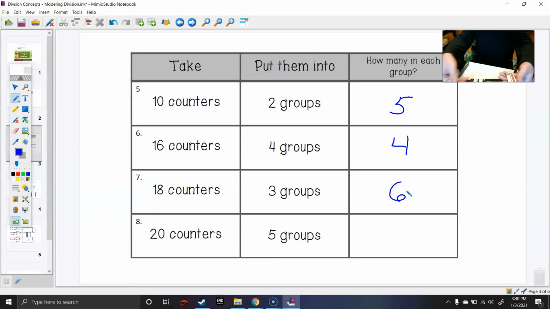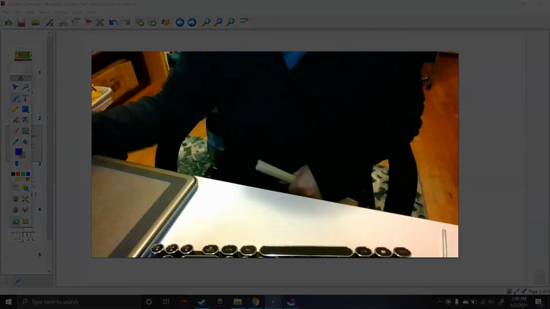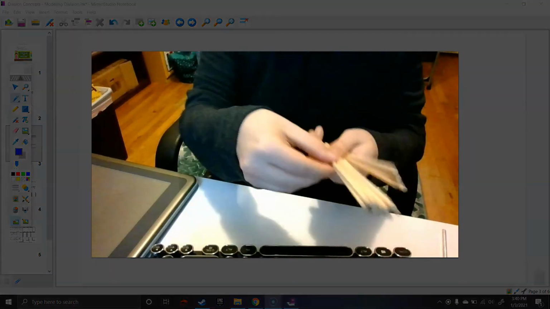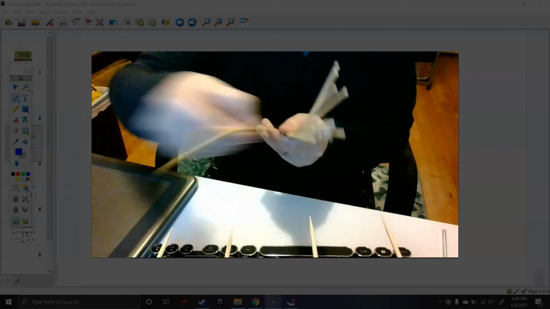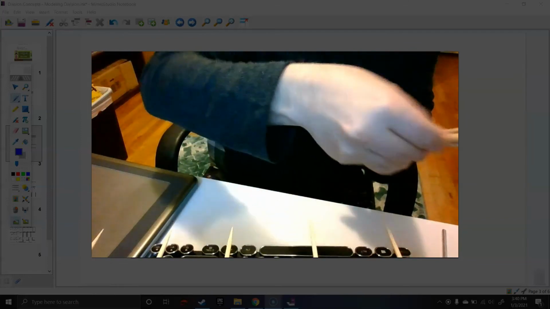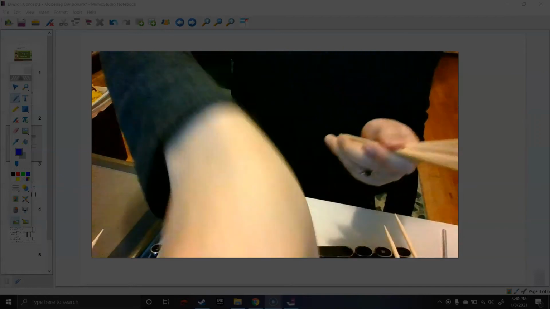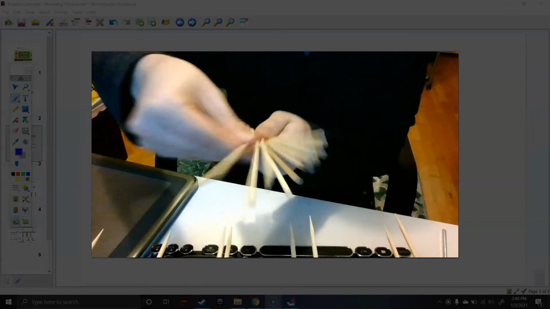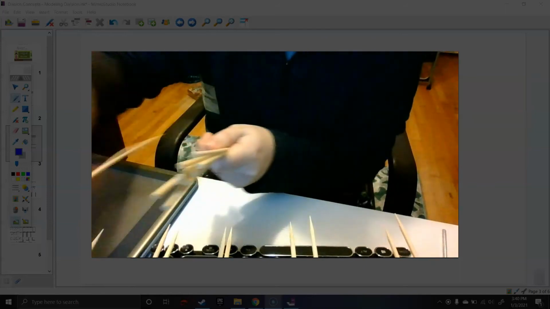And then our last one, we're going to divide 20 into 5 equal groups. 20 divided by 5 is what we're looking for, right? So 1, 2, 3, 4, 5. Right? So those are 5 equal groups. And then we just make sure that we keep it in those even groups.